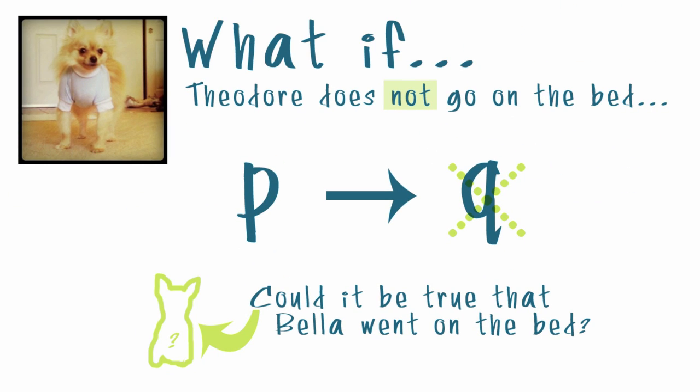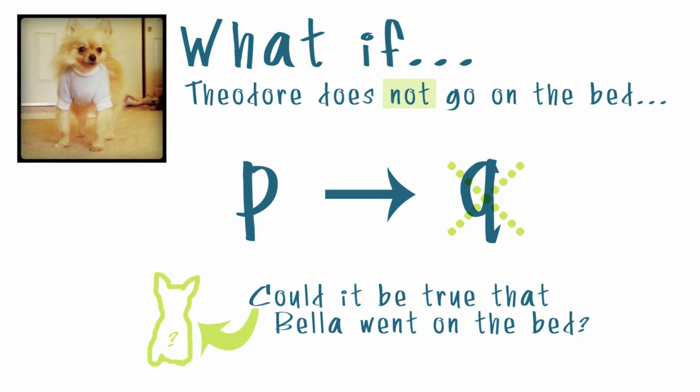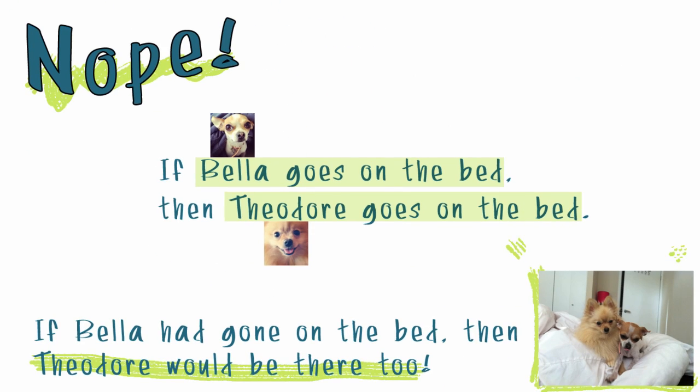What if Theodore does not go on the bed? Could it be true that Bella went on the bed? Think about that one. That can't be true, right? Because we know if Bella goes on the bed, then Theodore goes on the bed. So if Bella had gone on the bed, then Theodore would be there too.